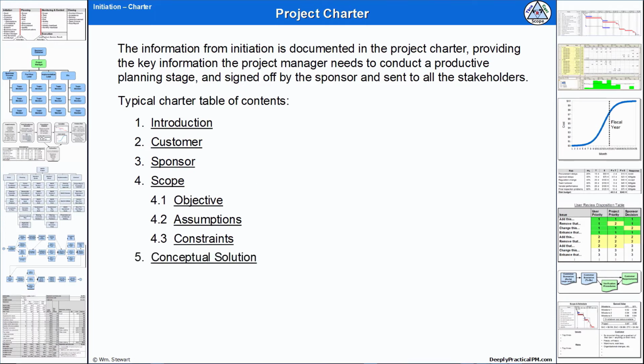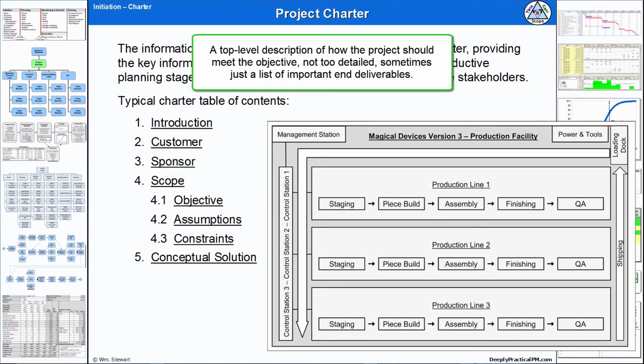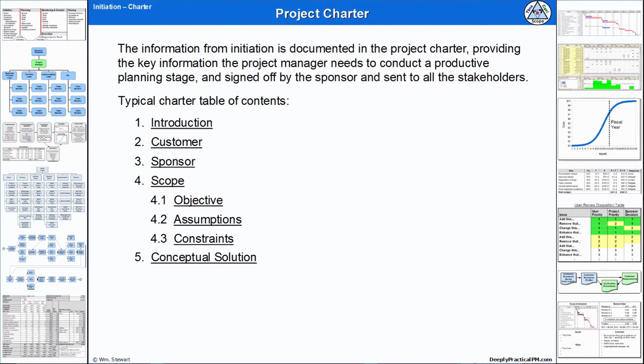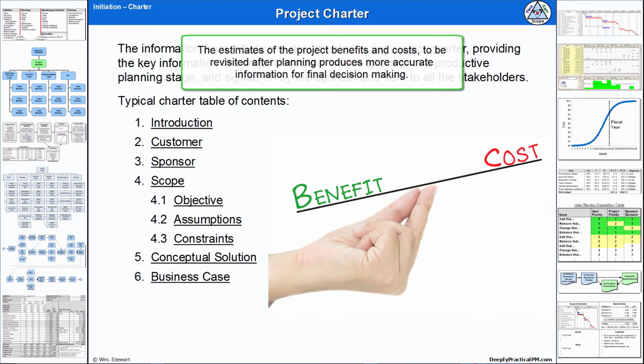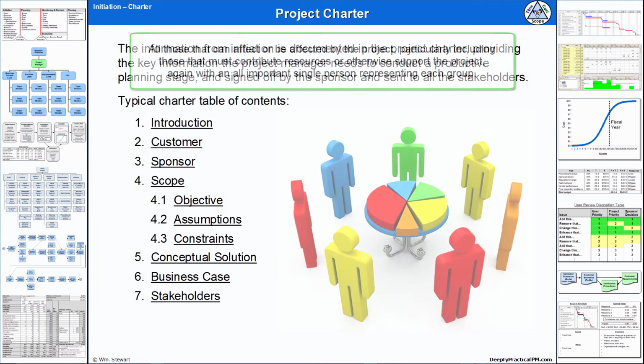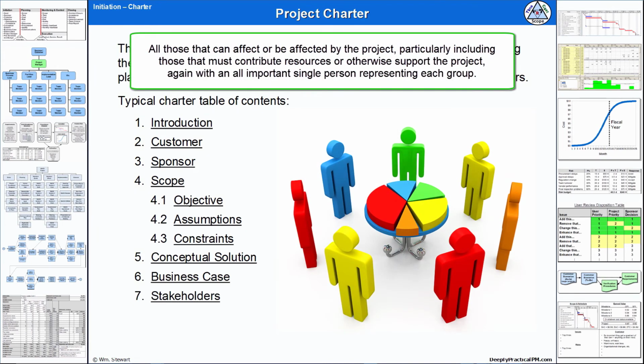Then the conceptual solution, a top-level description of how the project should meet the objective, not too detailed, sometimes just a list of important end deliverables. Then the business case, the estimates of the project benefits and costs, to be revisited after planning produces more accurate information for final decision-making. Then the stakeholders, all those that can affect or be affected by the project, particularly including those that must contribute resources or otherwise support the project. Again, with an all-important single person representing each group.